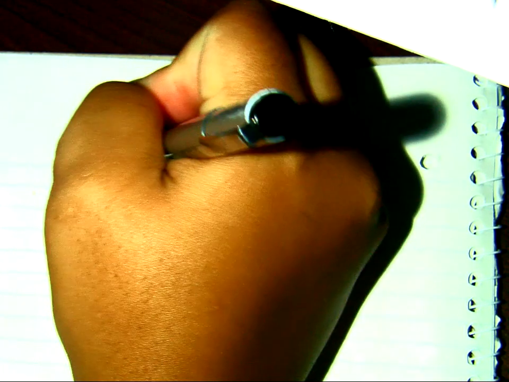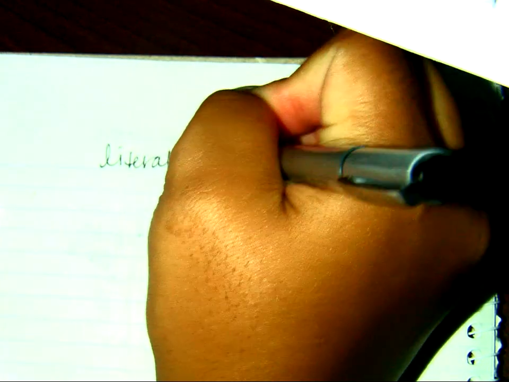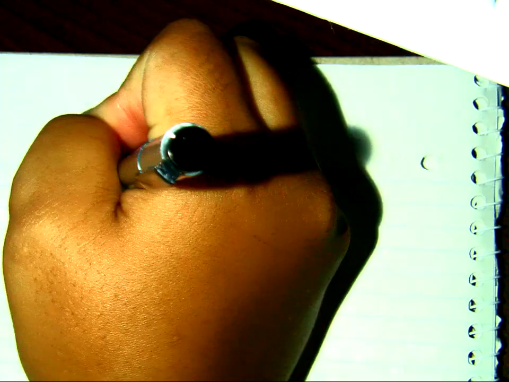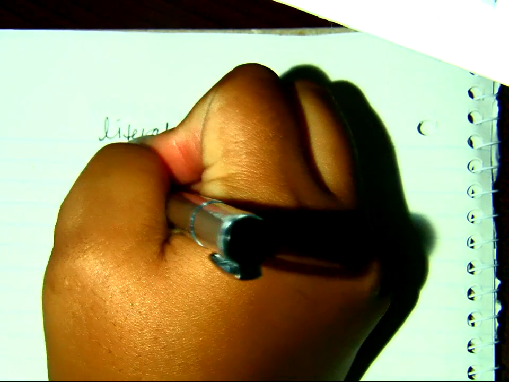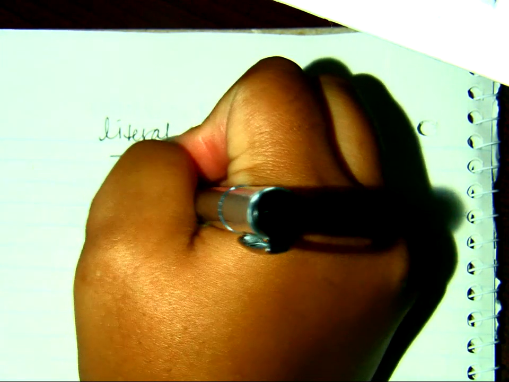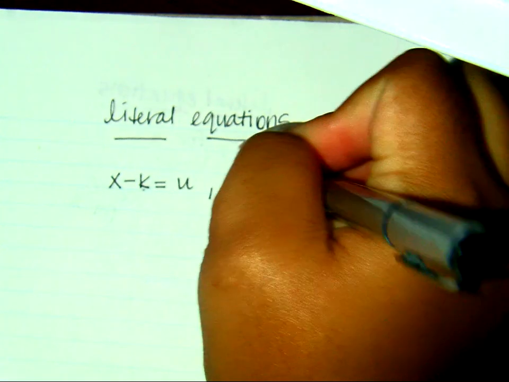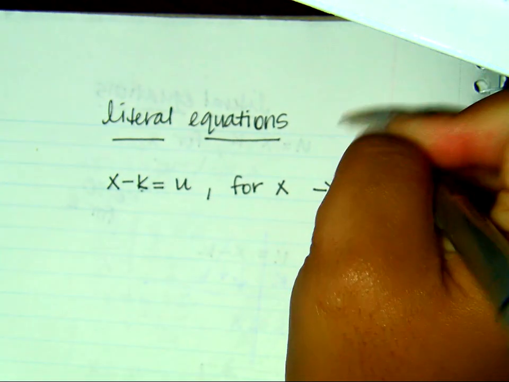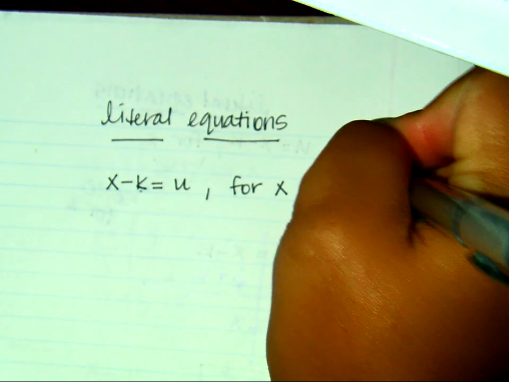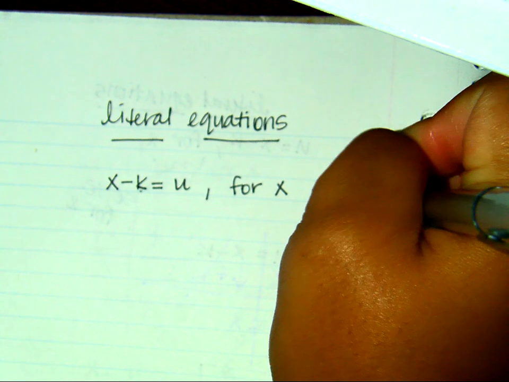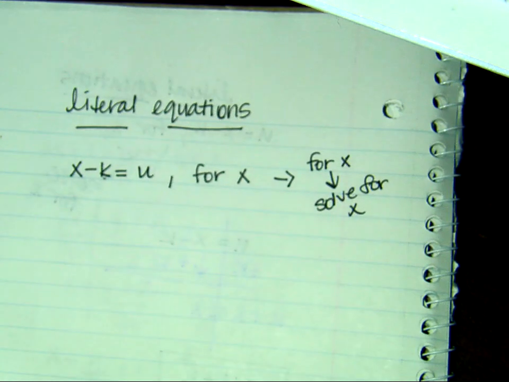Alright, so this is some practice for literal equations, which are the equations that we did earlier. Remember, we are trying to solve for a variable. Some of the equations only have variables, some of them have numbers, but we're solving for variables. So I want to solve this one for x. Remember, when you see "for x," it means solve for x. We want to get x by itself.